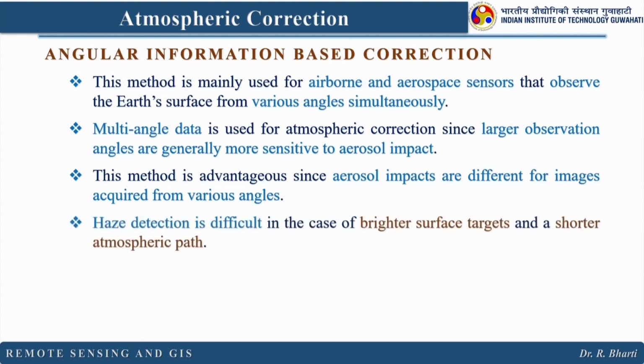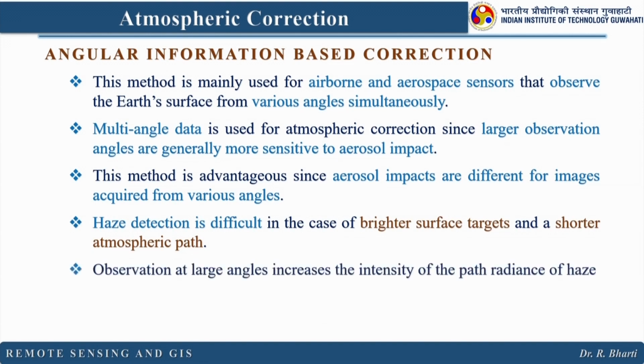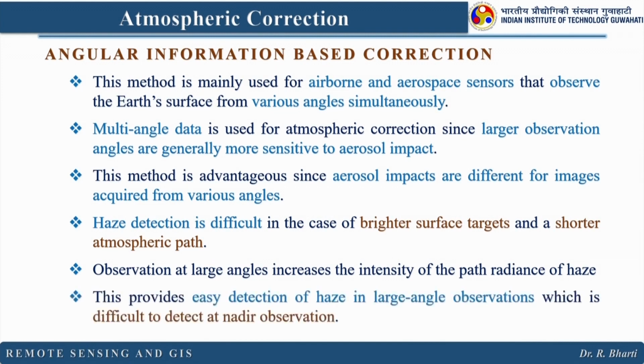Haze detection is difficult in the case of brighter surface target and shorter atmospheric path. And observation at large angle increases the intensity of the path radiance of haze, and this provides easy detection of haze in large angle observation, which is difficult to detect at nadir observation.